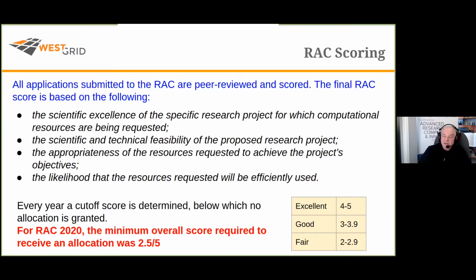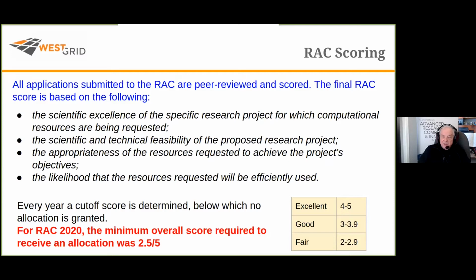Of course, scientific and technical feasibility has over the years become more and more important to us, where we ask the reviewers to check the methods and the technologies being proposed. Are they the right ones for the research project? And then the appropriateness: have you got a good estimate of the resources you're asking for, and will you use them efficiently? We are certainly seeing that GPUs are still pretty new to folks, at the artificial intelligence, machine learning end of things, and I think researchers are really beginning to learn more about how to use them. So we're looking for efficient use.